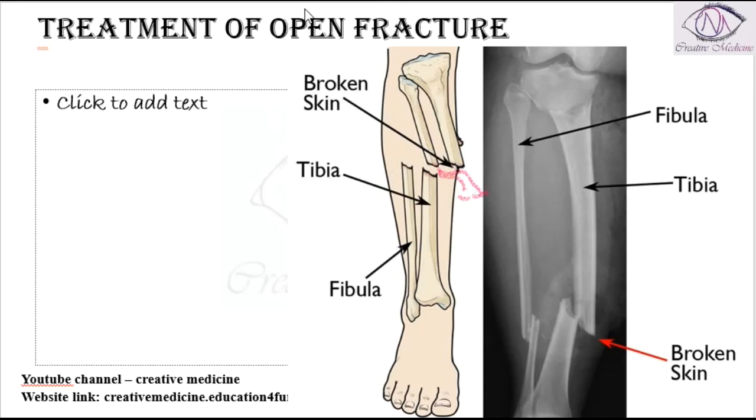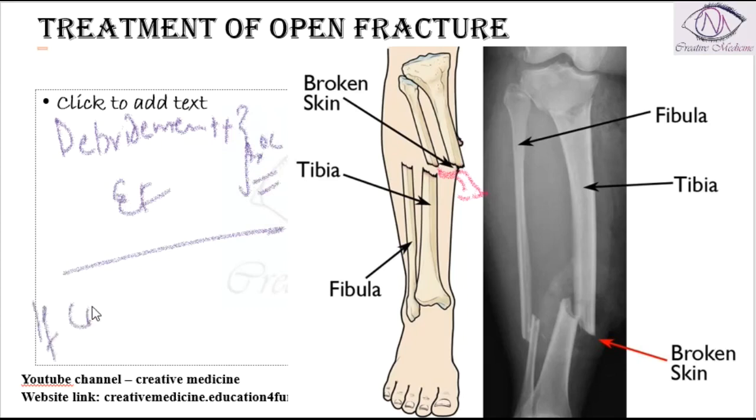In open fracture, first and foremost, the first step is debridement. Debridement with external fixation is the treatment of choice. If in any case closed reduction or open reduction with internal fixation is done, because if internal fixation is done, that means a metal is put inside the open fracture.